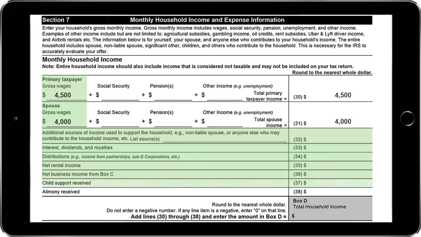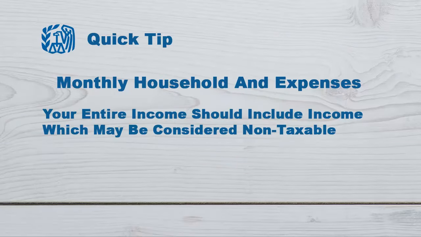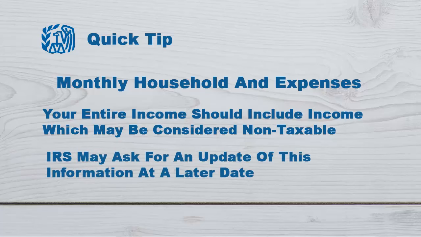Next, you'll add in any child support or alimony that you receive. The total household income in this fictional case is going to be $8,500, which you will enter in box D. Be sure to list gross monthly income rather than using net income or annual income figures, and use the most current information instead of information from last year or prior years. Note, your entire income should also include income that is considered as not taxable and may not be included on a tax return. And the IRS may ask for an update of this information later.